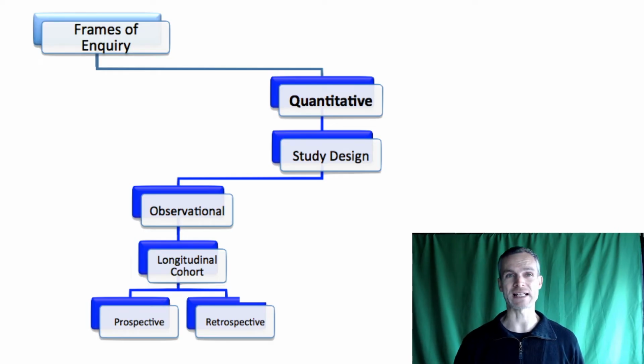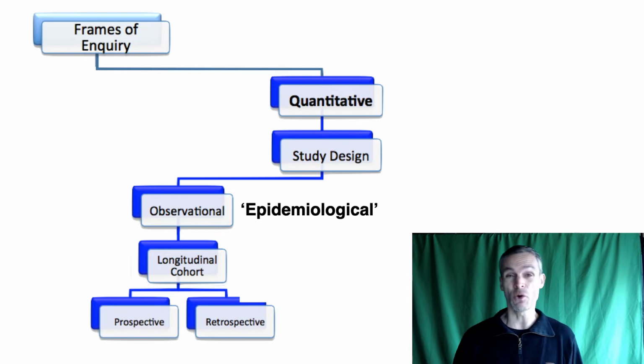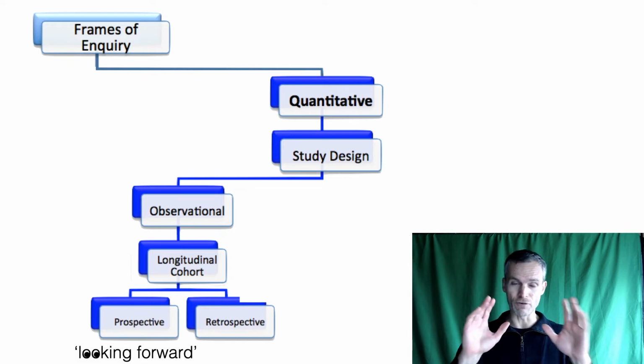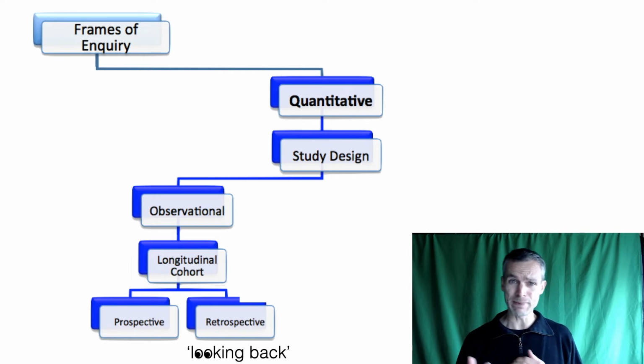Longitudinal cohort studies are sometimes also referred to as epidemiological studies. Epidemiology is the study of diseases and populations, although sometimes we use the same methods to study things other than disease. So sometimes these terms are used interchangeably. This study design can be prospective, which basically means looking forward, and I'll give concrete examples of that, or retrospective, which means looking back. And I'll also expand on that.